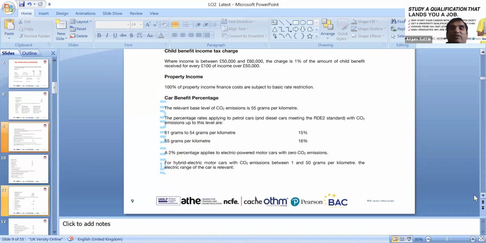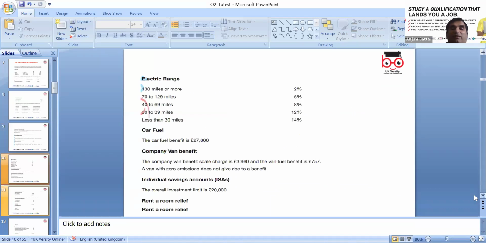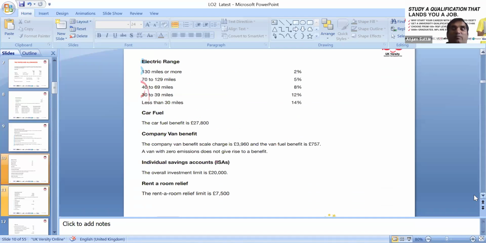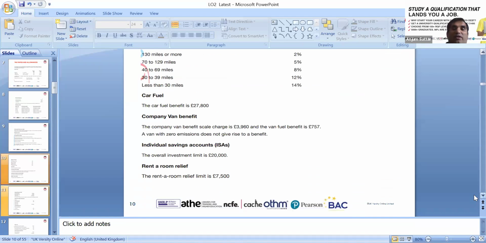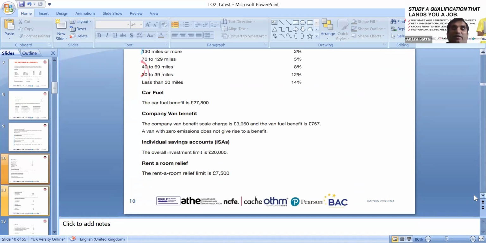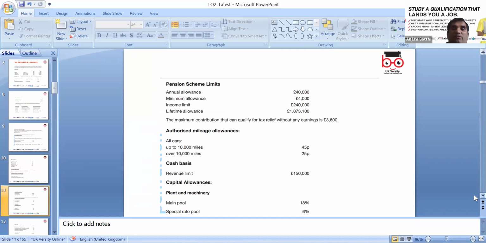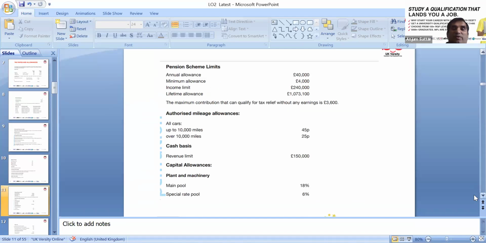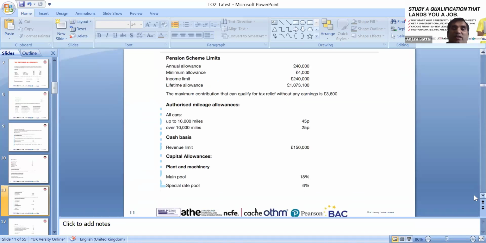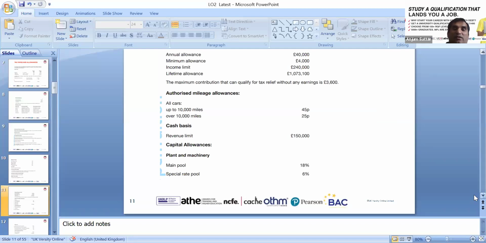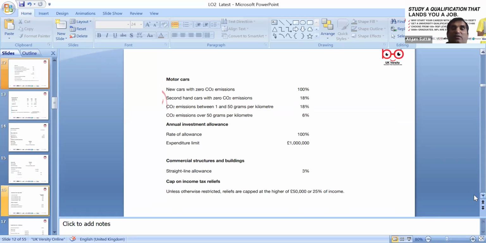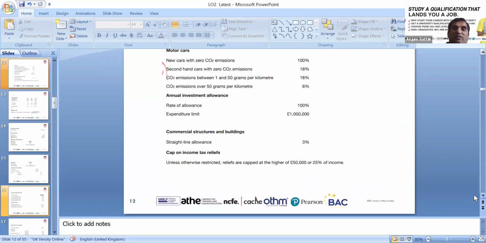Okay, of course, in terms of the car benefit, electric cars, car fuels, benefit 27,800, and we can look around the benefit of the van. We can look around the pension limits, annual allowance, minimum allowance. So we can look around these benefits, authorized mileage allowance 45 pence plus 10,000, and motor car, yes, according to their CO2 level, the rate applies.